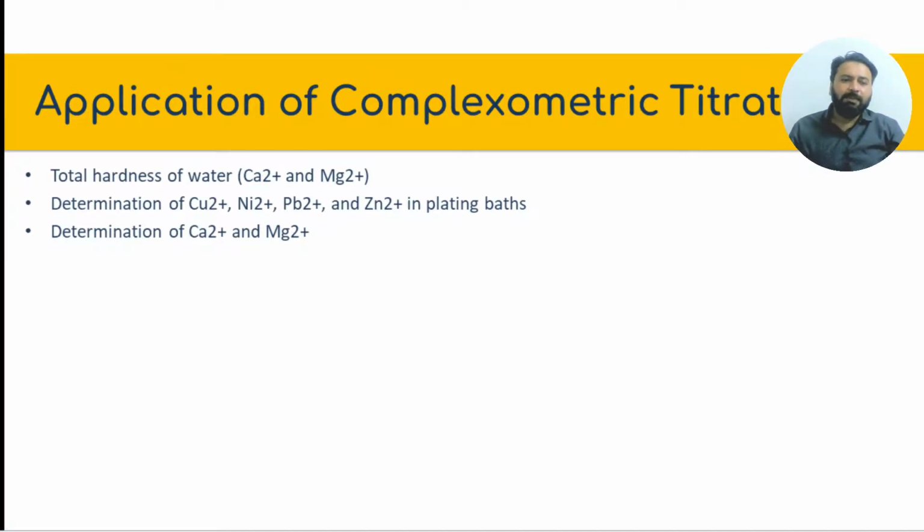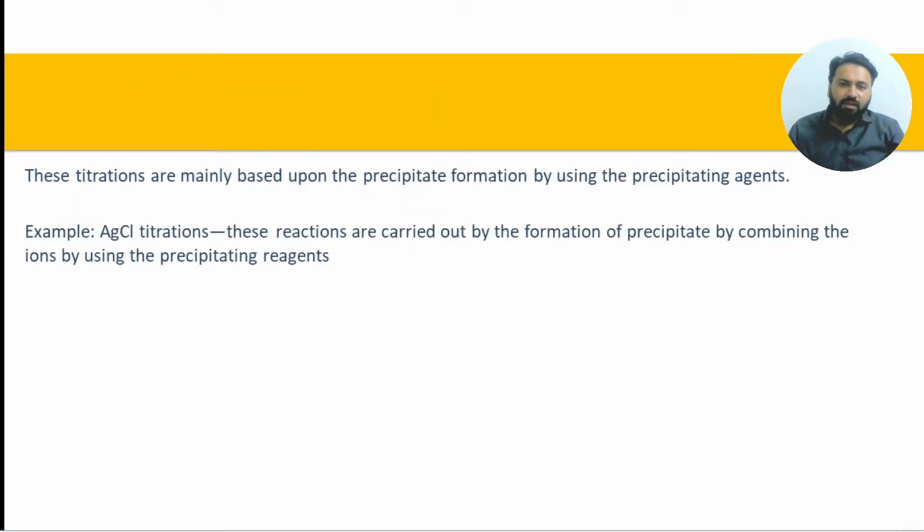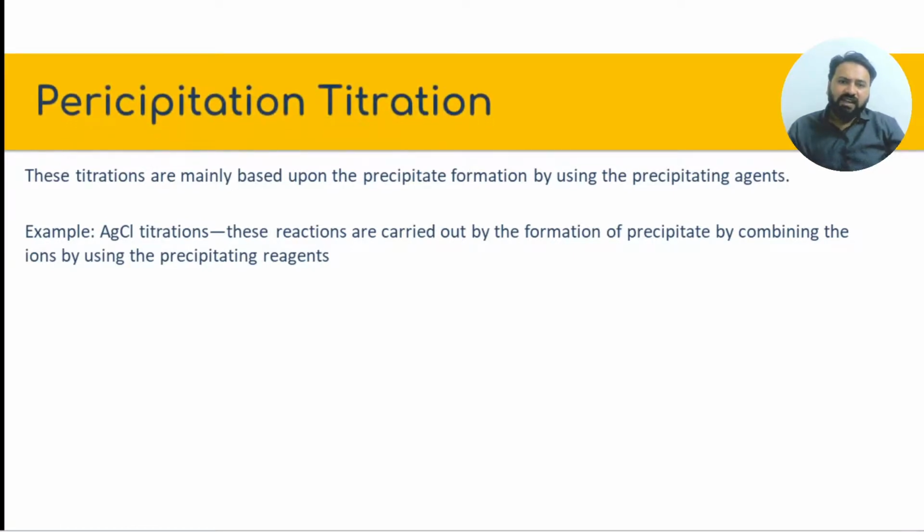The next is precipitation titration. What are these titrations? These titrations are mainly based upon precipitate formation. So when the precipitate forms by using a precipitating agent, just like silver chloride, these precipitation titrations are sometimes also known as silver chloride titrations. Why? Because these reactions are carried out by the formation of a precipitate by combining the ions using a precipitating agent like silver chloride.